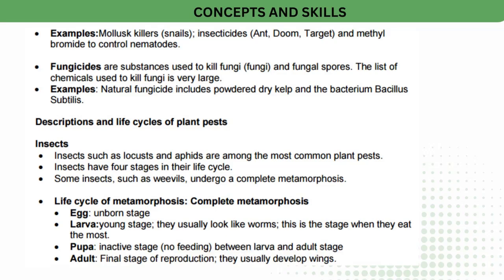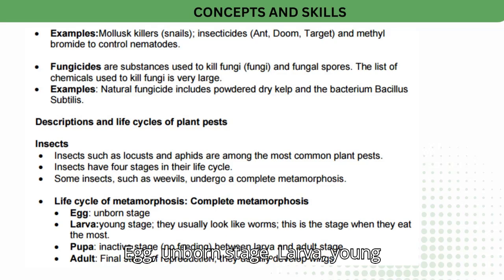Insects. Insects such as locusts and aphids are among the most common plant pests. Insects have 4 stages in their life cycle. Some insects, such as weevils, undergo a complete metamorphosis. Life cycle of metamorphosis, complete metamorphosis.